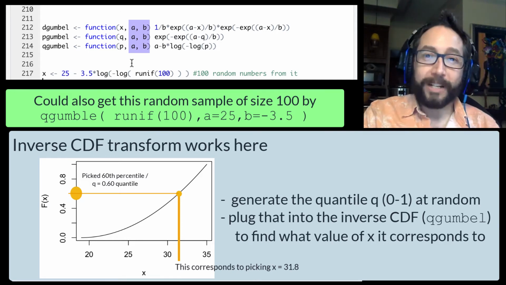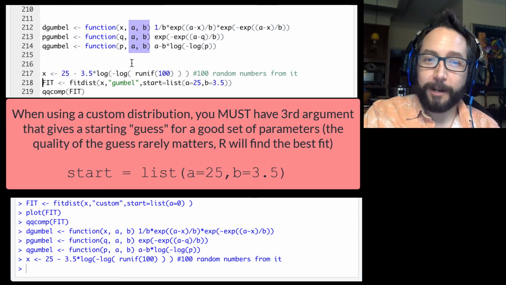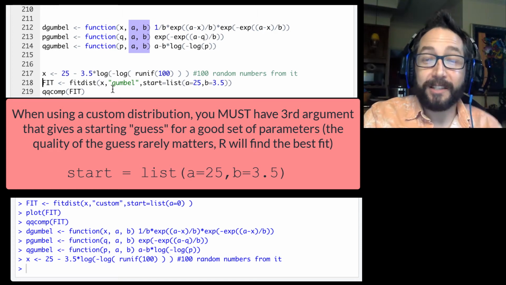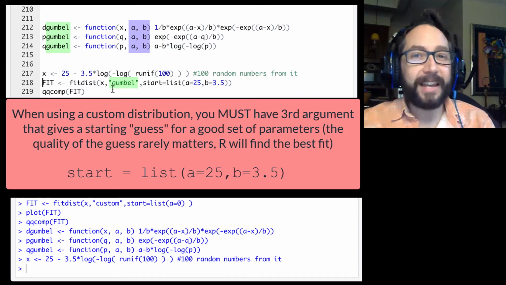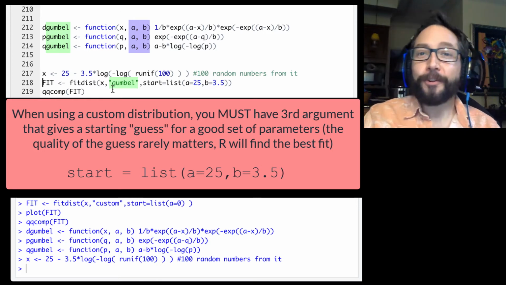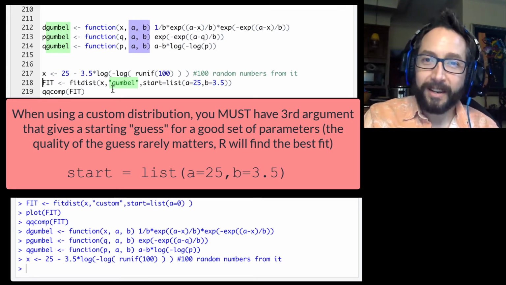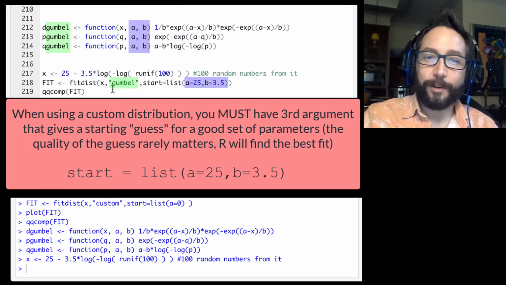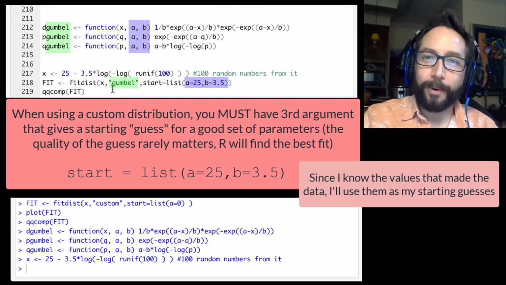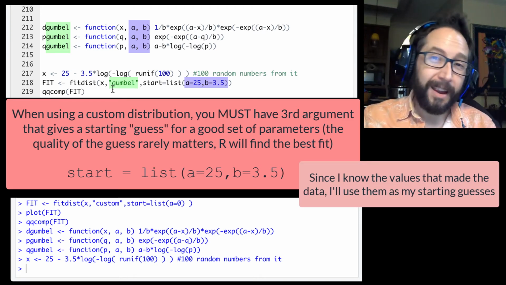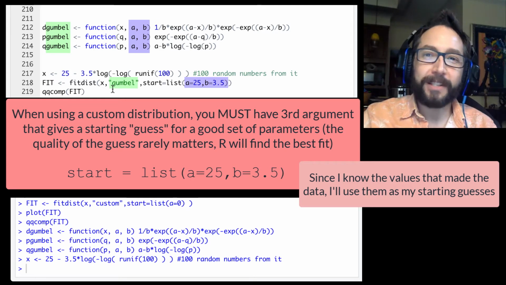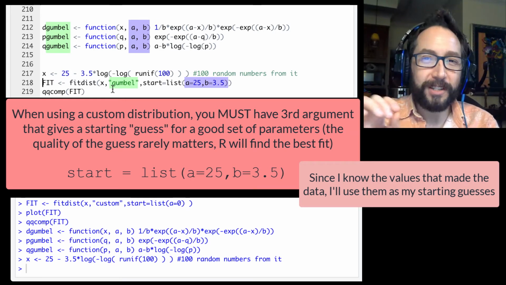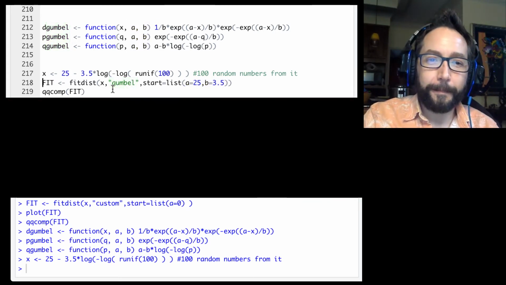All right, now when it's time to run fitdist, the first argument is my data vector. The second argument is the abbreviation that I've come up with, just Gumbel in quotes. And then because this is a custom function, I'm going to have a third argument that is start equals list. And then in that list, parentheses, I'm going to put A equals 25 and B equal to 3.5. Just some starting guesses for what those 2 parameters are that are controlling the shape of the distribution. Fitdist will go and figure out better values. It just needs a little bit of a nudge to get started.